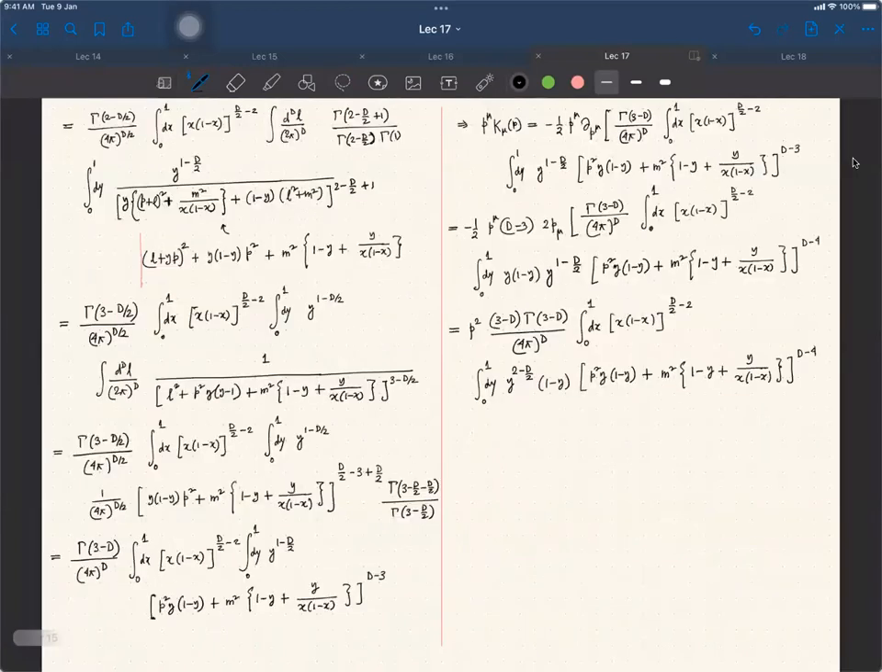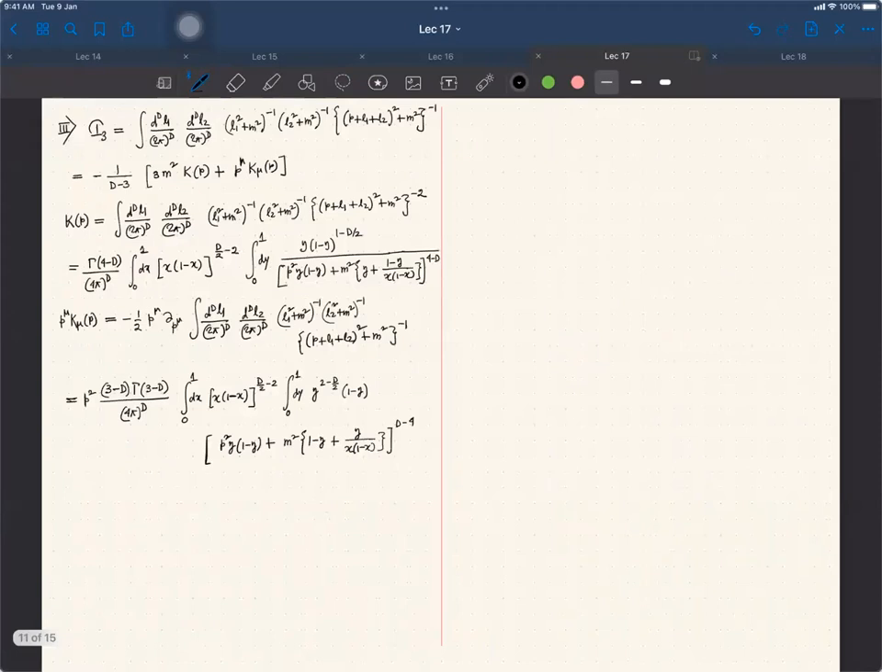Yeah, so these are the two slides. This is the result for I3, and we will use these results I1, I2, I3 while calculating Feynman diagrams in phi-fourth theory that is required for renormalization of that theory. Okay, that's what we will start seeing next time.